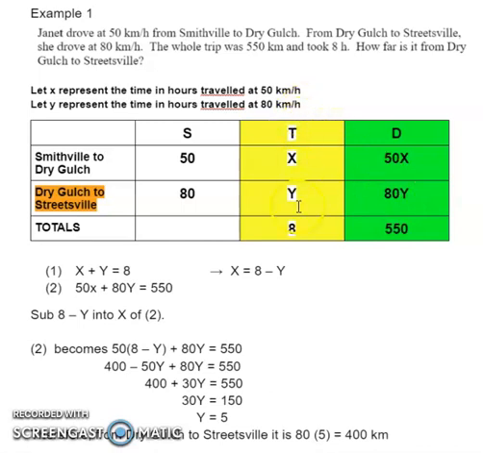Therefore, the first column, time, is x plus y equals 8, and the distance column is 50x plus 80y equals 550. So our 2 equations are x plus y equals 8 and 50x plus 80y equals 550.